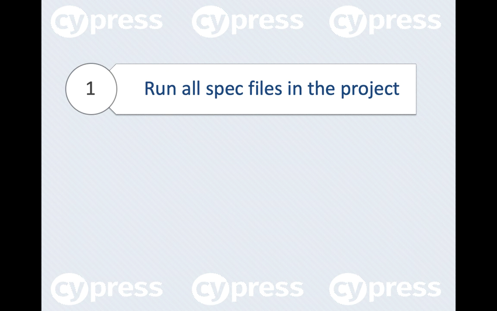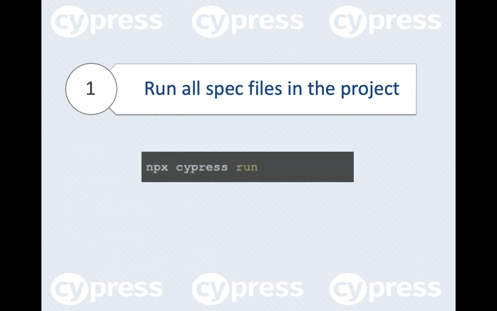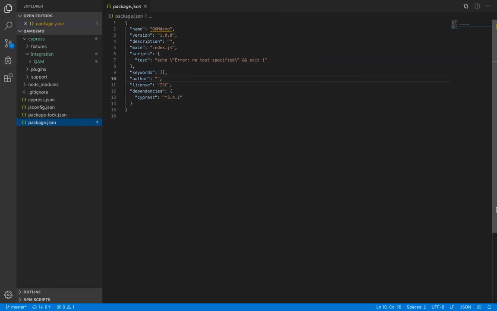So to run all the tests that exist within your project headlessly, you can use command npx cypress run. This would run all the spec files in all the folders. Alternatively, we can also update our package.json with, instead of this, we specify cypress run. And this is the name of our script. You can update it to whatsoever you like.